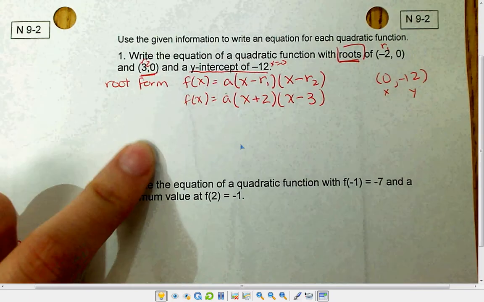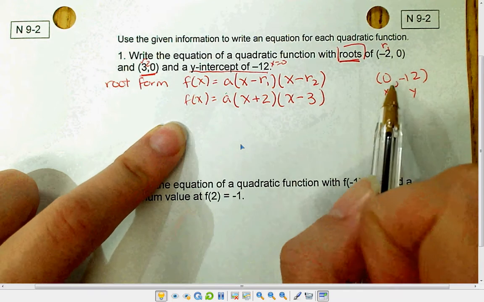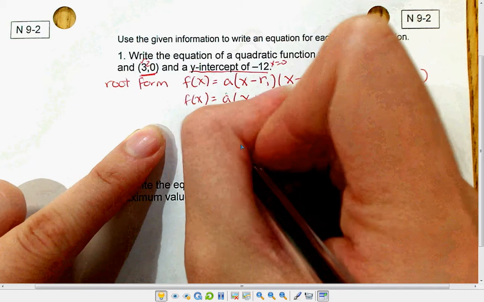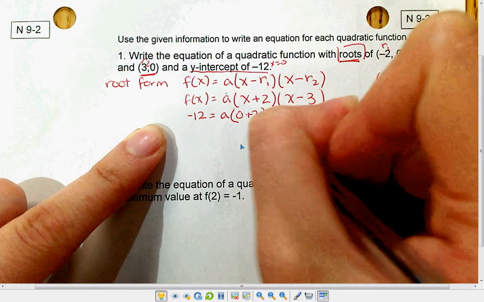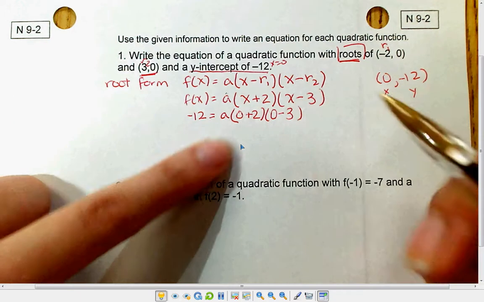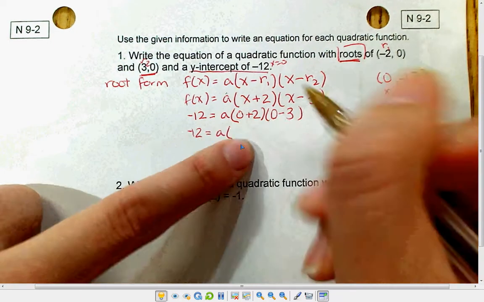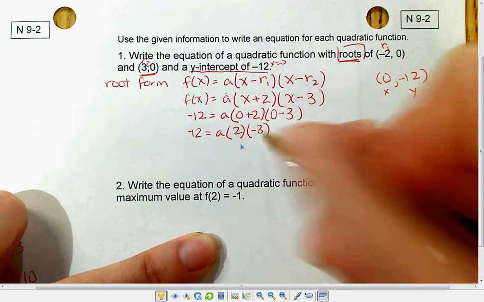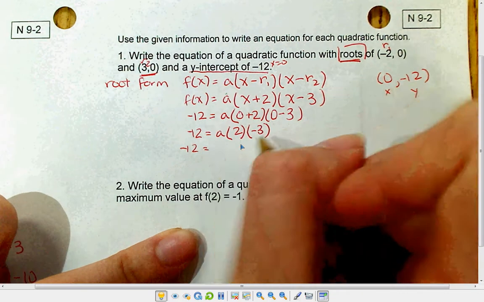So really all we need to do now is we don't know what our a is. We're going to solve for a by plugging in our x and our y. Since our y is negative 12, we're going to plug in negative 12 right here. Our x is 0, so we're going to plug in 0. And we're solving for a. So we have negative 12 is equal to a times (0 plus 2, which is 2), times (0 minus 3, which is negative 3). We can multiply together 2 times negative 3, which gives us negative 6.